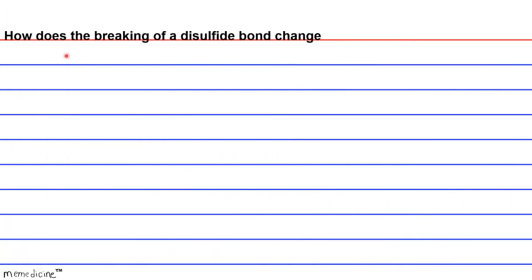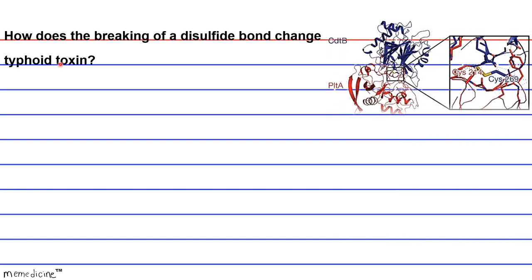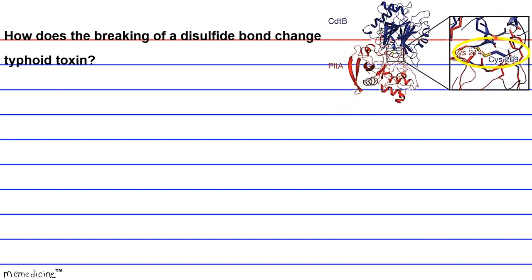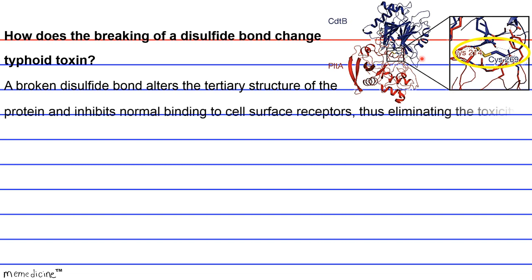How does the breaking of a disulfide bond change the typhoid toxin? So here goes the disulfide bond that would be broken between two cysteine residues, okay? Would it be A, a broken disulfide bond alters the tertiary structure of the protein and inhibits normal binding to cell surface receptors, thus eliminating the toxicity?